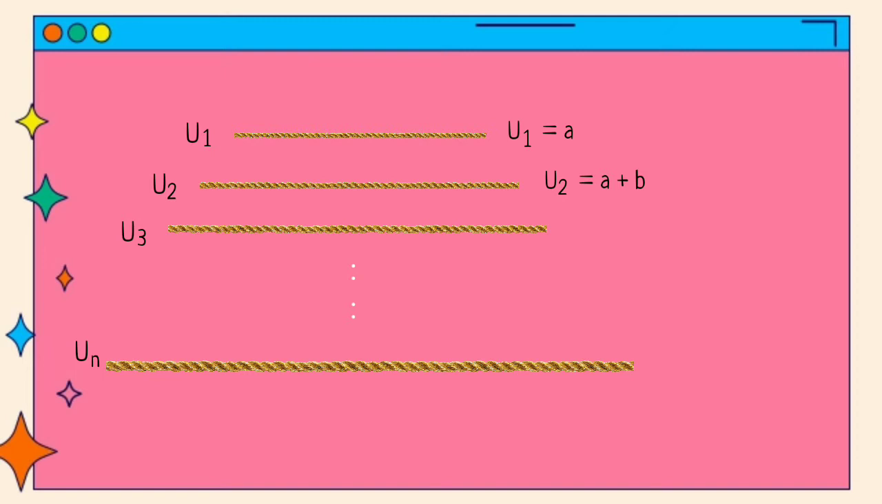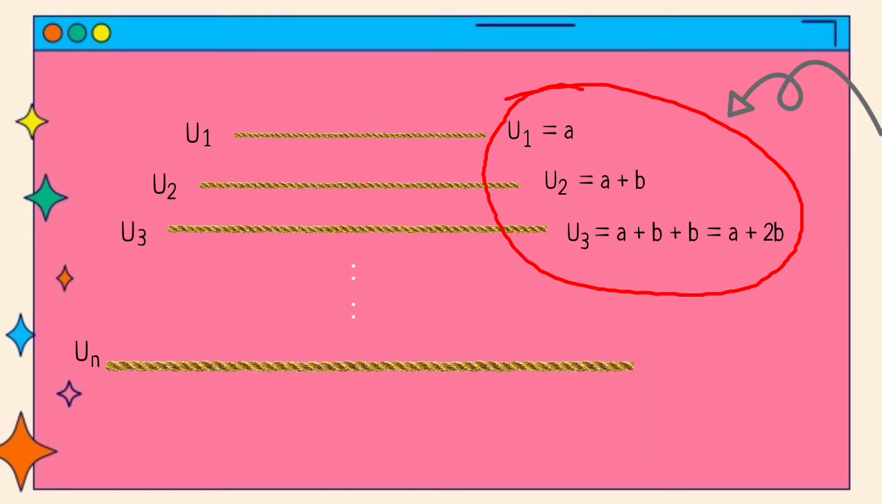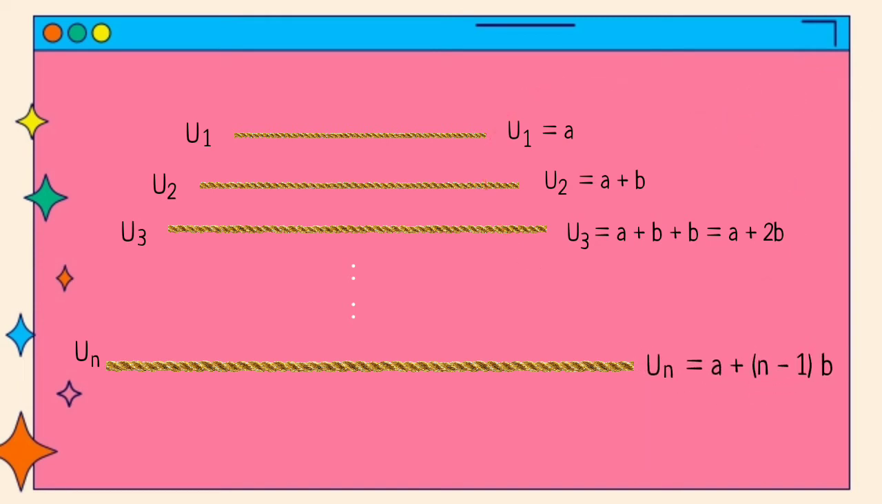Then, the length of the third class rope is the length of the second class rope plus B. So, the length of the third class rope is U sub 3 equals A plus B plus B, or U sub 3 equals A plus 2B. Look at the number pattern. It can be concluded the formula is U sub n equals A plus quantity of n minus 1 times B. In mathematics, this kind of formula is called the arithmetic sequence formula. For more details, let's watch this video.